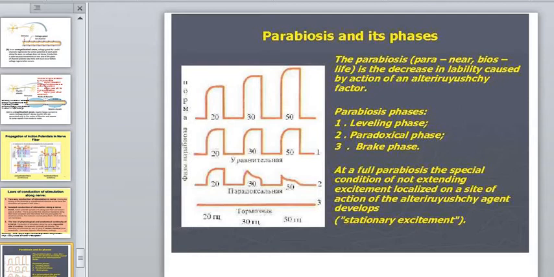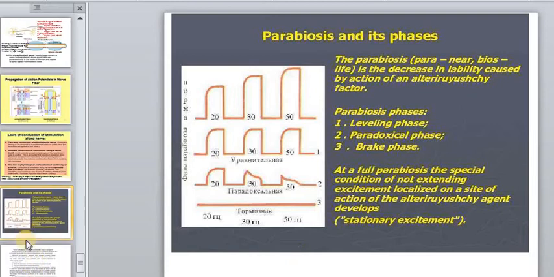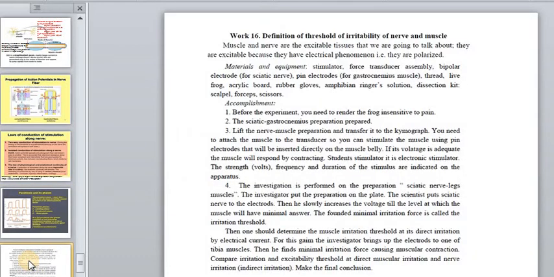Also, we don't have such in the workbook, but this laboratory work illustrates the laws of conduction of excitation along a nerve fiber, and we will see all these lab works, and about parabiosis too. So it's the first work for today.